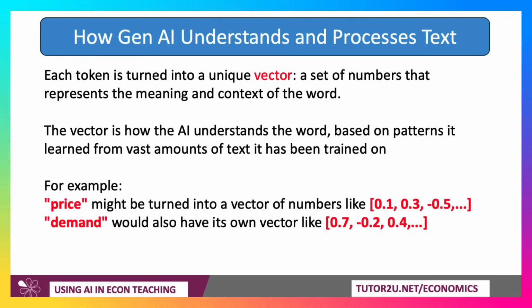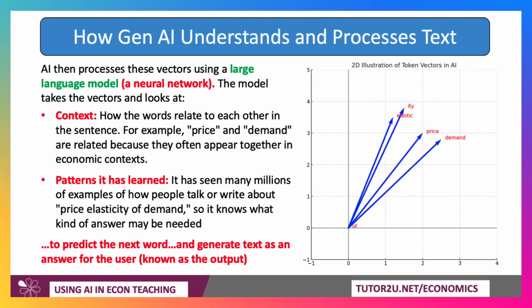Each token is then turned into a unique vector, and that's a set of numbers that represents the meaning and context of the word. Now, the vector is how the AI understands the word based on patterns it's learnt from the vast amounts of text it's been trained on. So price might be turned into a vector with 0.1, 0.3, minus 0.5, etc. Demand would have its own vector similarly.